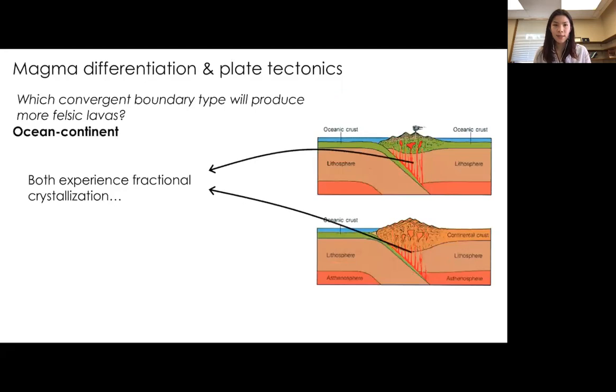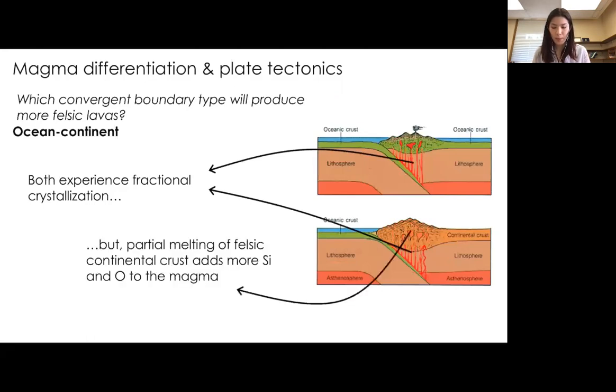Right, so why is this? Both of these are going to experience some fractional crystallization as the magma is moving up through the crust, it's cooling and experiencing fractional crystallization. But in the case of ocean continent, there is this mass of felsic continental crust that it is moving through, which allows it to experience some partial melting of that surrounding crust and adds more silica and oxygen to it.